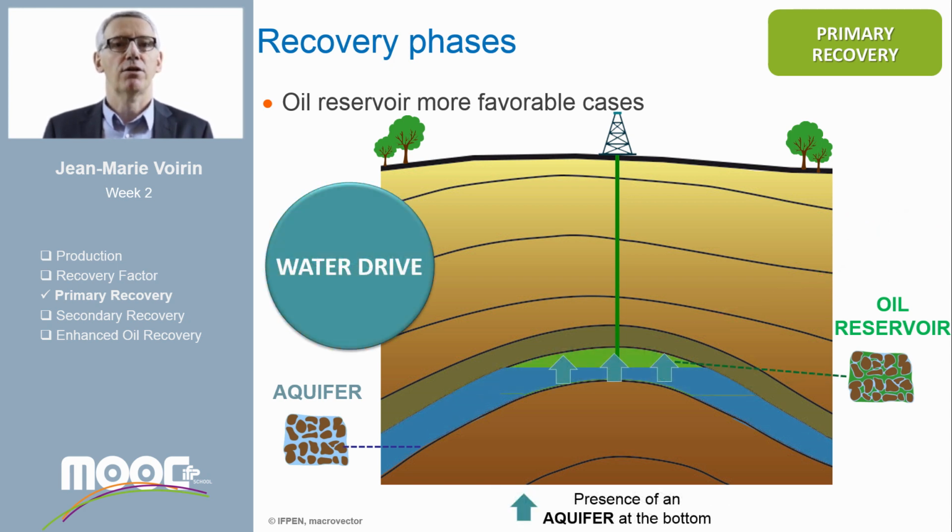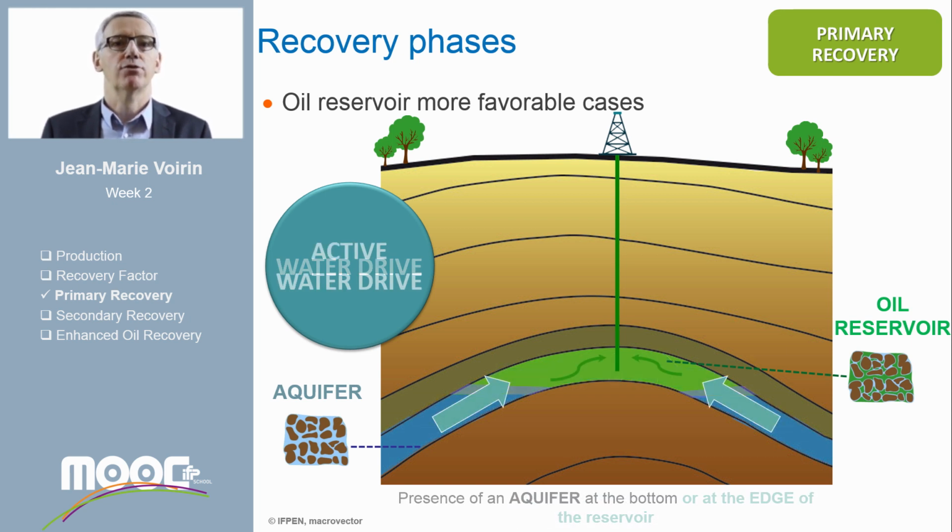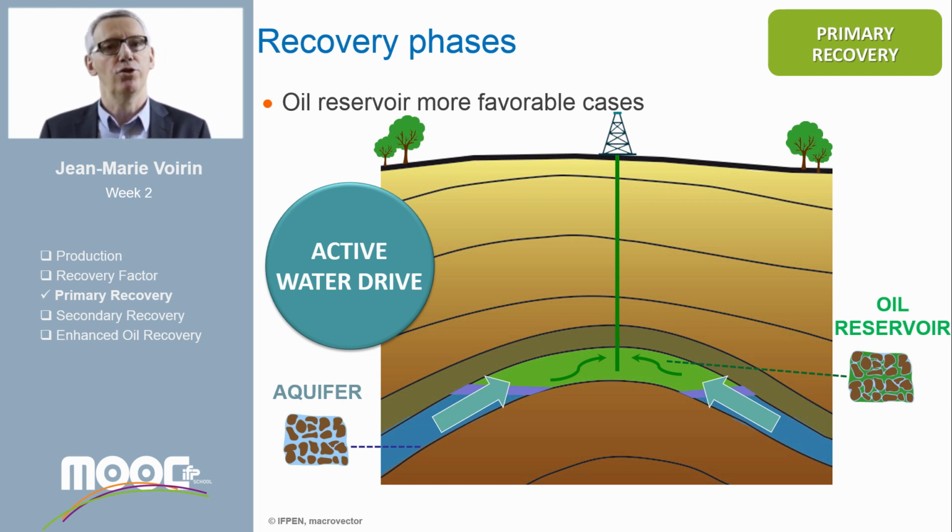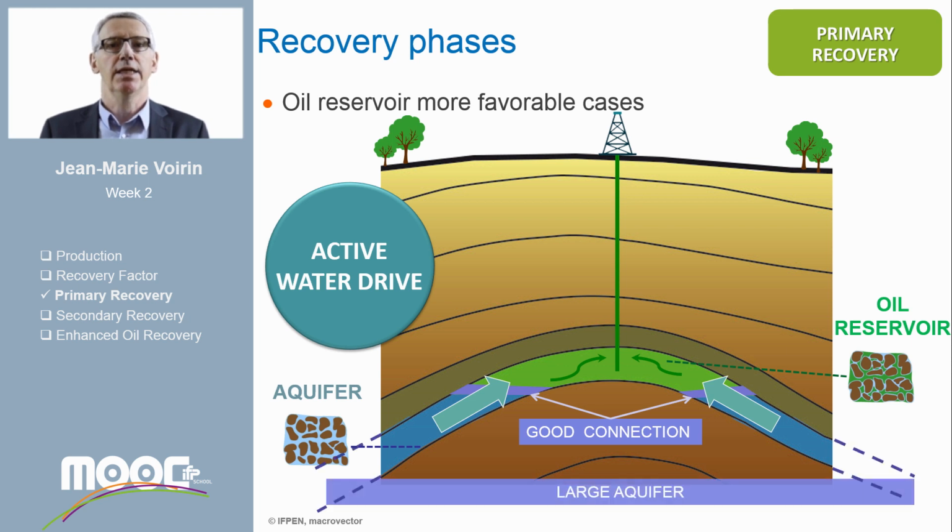Often, the presence of an aquifer connected to the oil reservoir will provide energy and reduce the pressure drop as water replaces the produced oil. This mechanism is called water drive. The aquifer can be located at the bottom of the oil reservoir or at the edge. An aquifer is said to be active if it provides enough energy to efficiently replace the produced oil volume. To achieve that, the connection with the oil reservoir has to be good, especially in terms of permeability, and the size of the aquifer has to be large when compared to the oil reservoir volume.